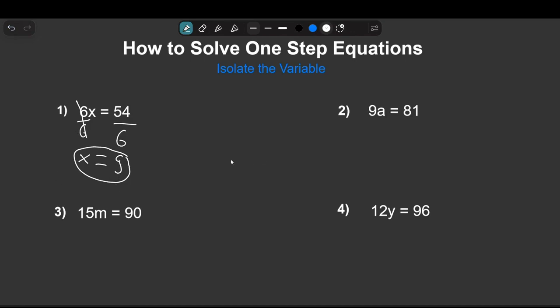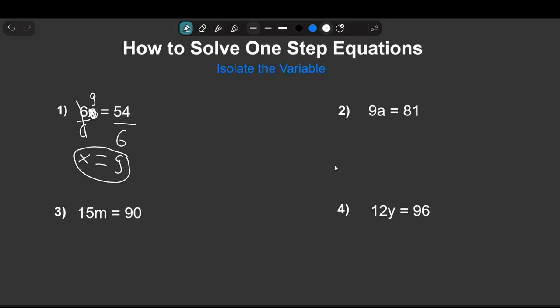We can always check if this is the correct answer by plugging the 9 into our variable. So let's do it like this. Now we have a 9 instead of our x. Let's cross this off. And now we basically have 6 times 9. Now 6 times 9 will equal 54. So we know that we have the correct answer.